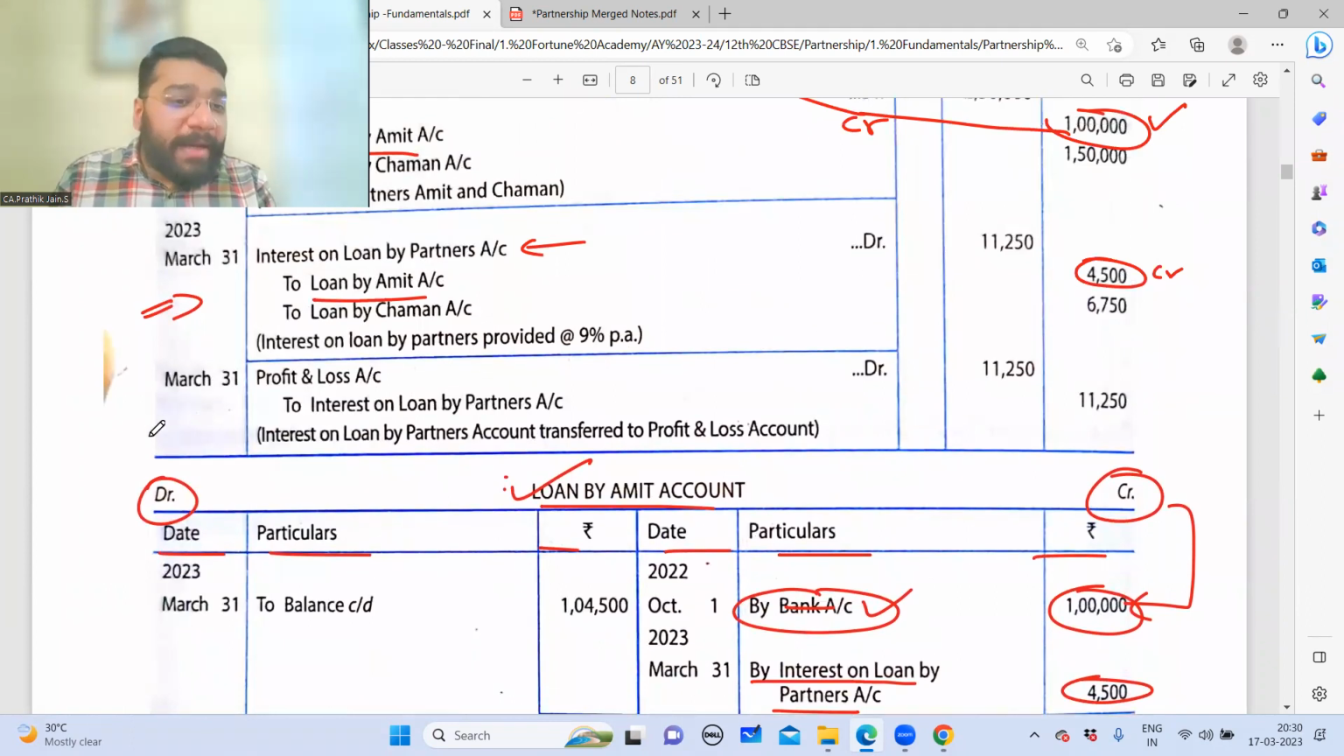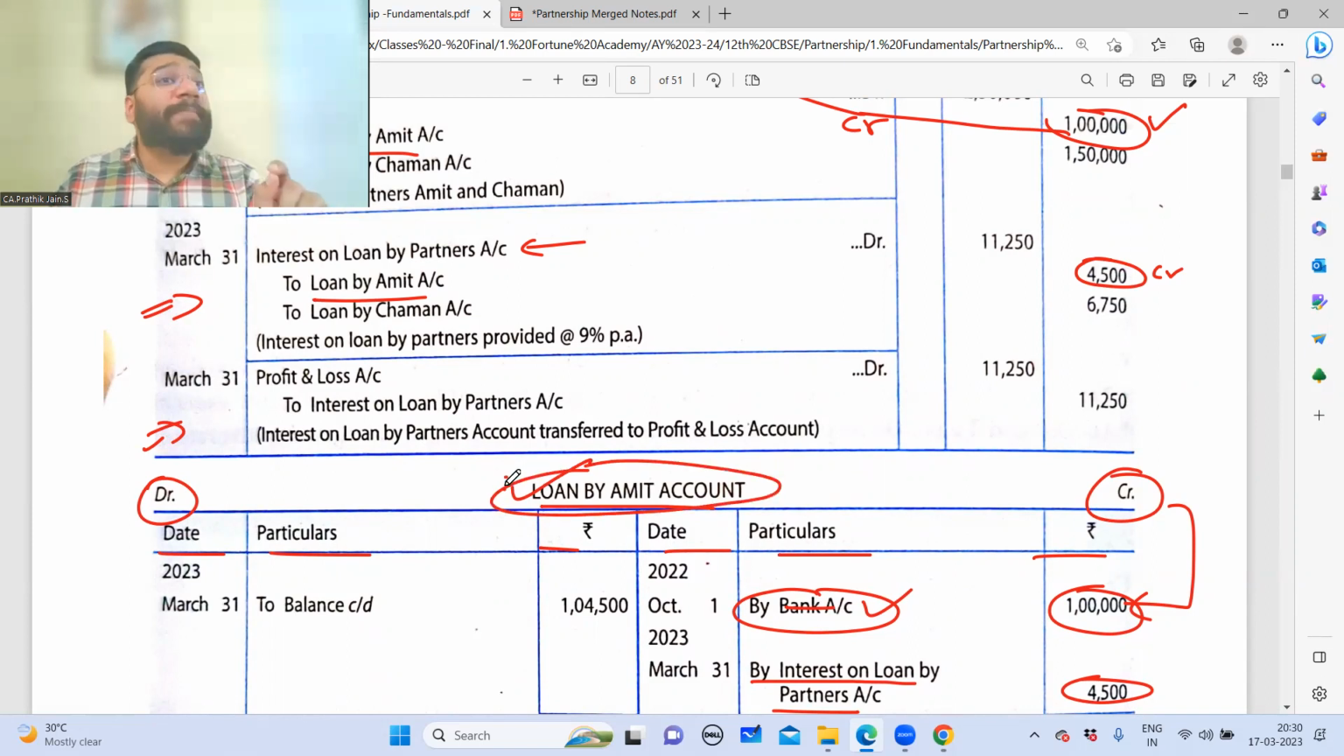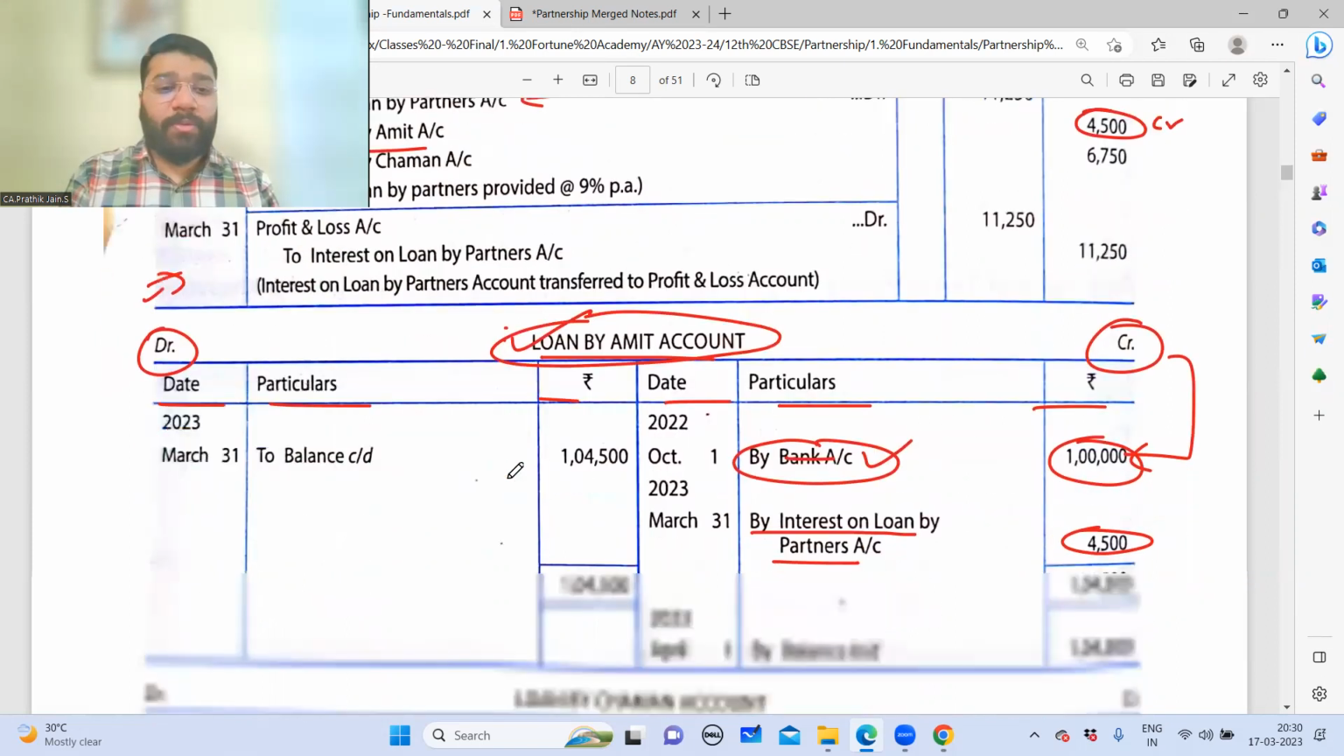Now, is the third entry impacting my loan account? No. With this, we'll stop. So now what will we do? We'll try to do the balancing. And here you'll have a balance. Why? Because this is not a nominal account. Loan by Amit account is not a nominal account. It is a balance sheet item. And more specifically, it is a liability. So liability will have what balance? Credit balance.